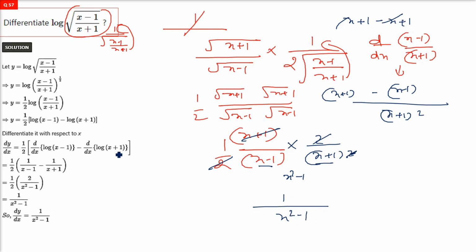So this is how you have to write. This is the way you have to actually write in your examination. I told you how to do this. On the right you see how to do this, on the left you see how to write.